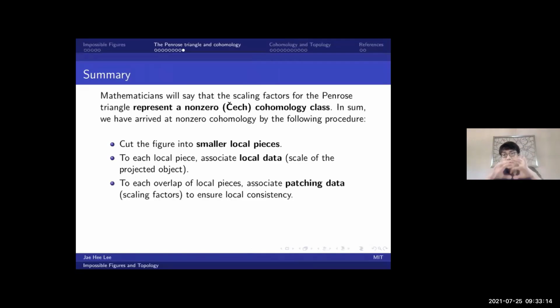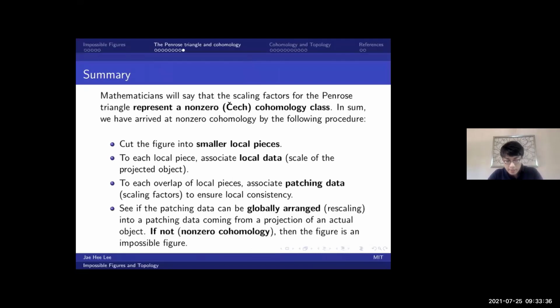And for each of the overlaps in the partial images, we associate a certain patching data. So we associate a certain extra data, which corrects the difference in the ambiguity that we've arbitrarily chosen for each of the local pieces. And that was introduced to ensure a certain local consistency.